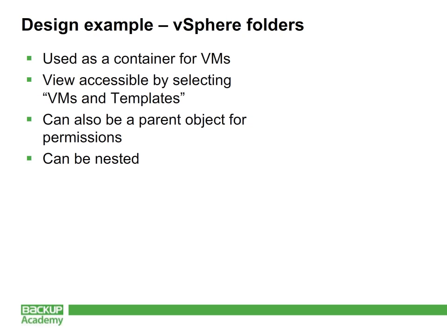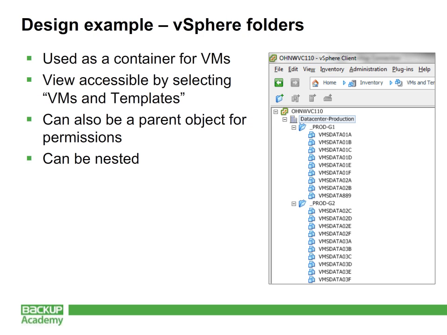I mentioned the VMware vSphere folder, and here in this screenshot we see a prod-G1 folder, and I have a lot of different virtual machines lined up in there. And then there's a prod-G2. That might mean group 1, group 2, but effectively the folder is the organizational unit that will contain these virtual machines. This view is accessed by going to the VMs and Templates view within the vSphere client.